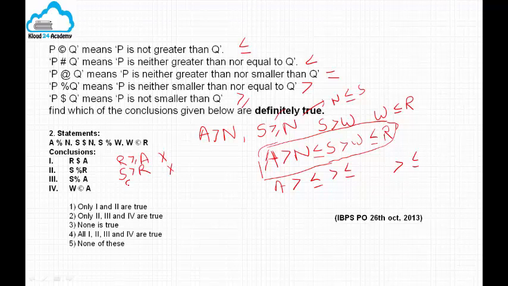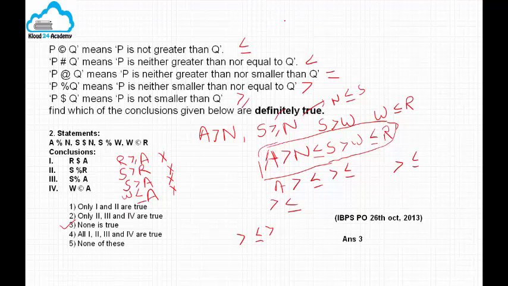Third one is S percentage A, S greater than A. So between S and A, I am having again the enemy rule, so no conclusion. And W copyright A, that means W less than or equal to A. Between W and A I am having greater than, less than or equal to, greater than, again the enemy rule, so no conclusion. So none is true, that is the third option is the answer.